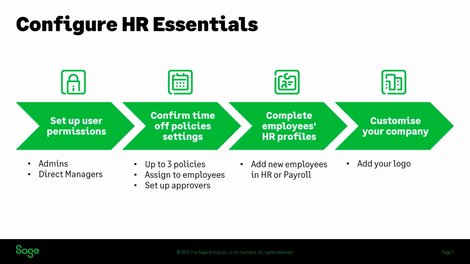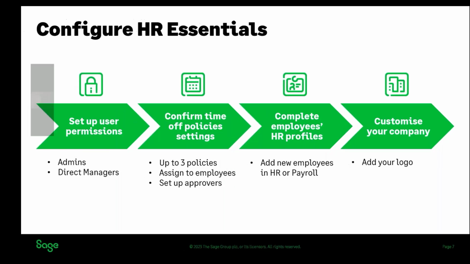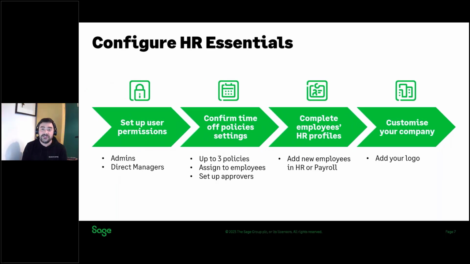with setting up the user permissions. So employee is the default, got direct managers and admins. We confirmed the time off policy settings. So we can have up to 3 policies. You can assign it to your employees using that eligibility option. And of course, you would set up your approvers, being that admins, direct managers, or approved automatically.